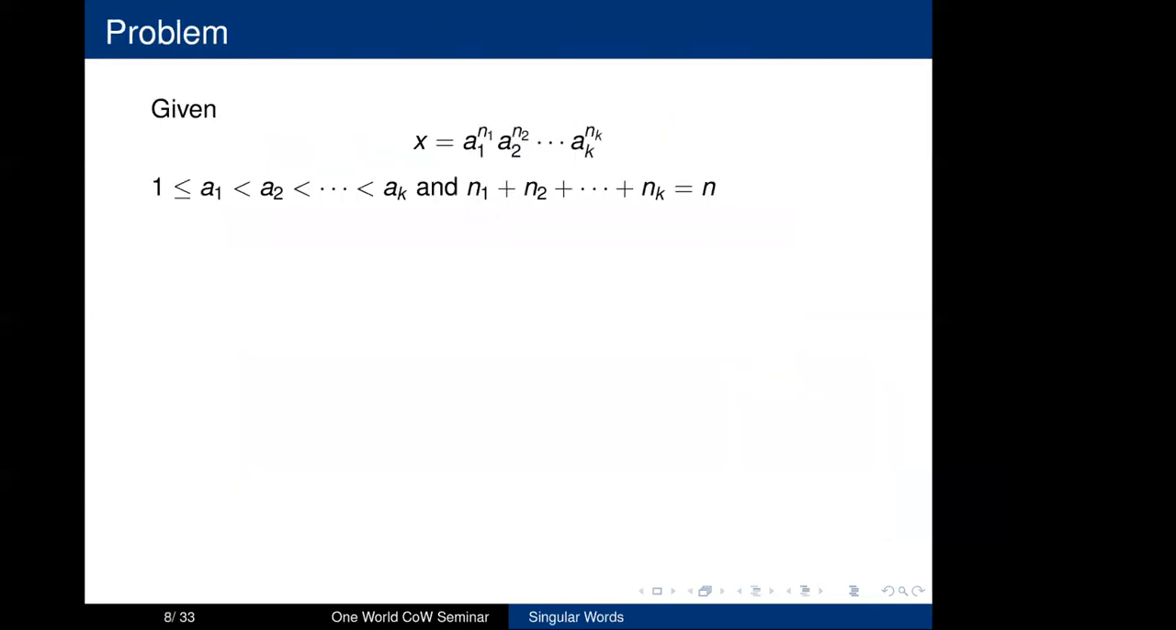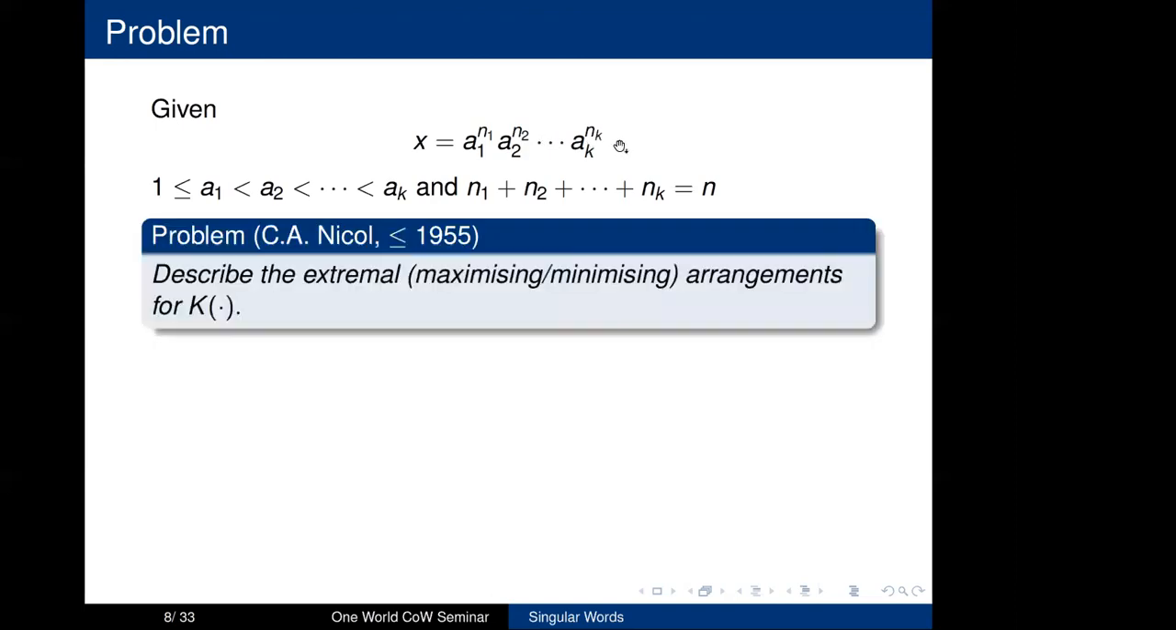Okay, so let me explain the extremal problems that we're going to be interested in. Suppose I give you a word X made up of k distinct positive integers, ordered a1 through ak, with their multiplicities n1 through nk. Of all permutations of the word X, I'm interested in the ones that give me the maximum and the minimum value of K. So of all possible ways of rewriting the word X, up to permutations, can you describe one that gives me the maximum for K and one that gives me the minimum for K, for the regular continuant, okay?